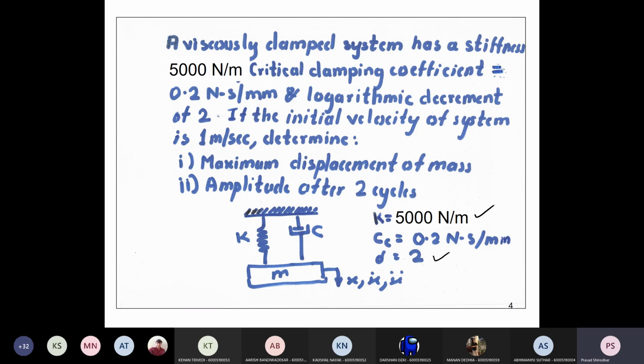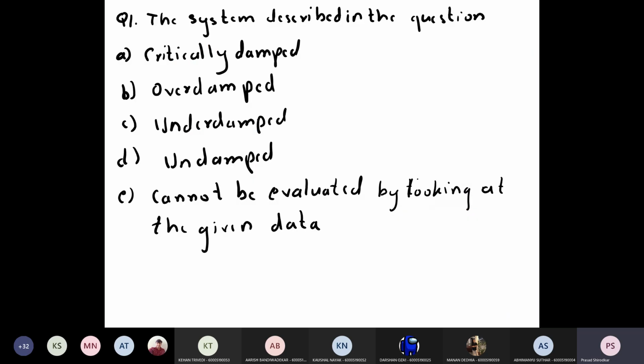Based on whatever data is given, open up the quiz link and answer this quiz question. Do not submit the quiz. You have to submit the quiz at the end of the lecture. So, for the system described in the question, what type of system is this? Various options are given.